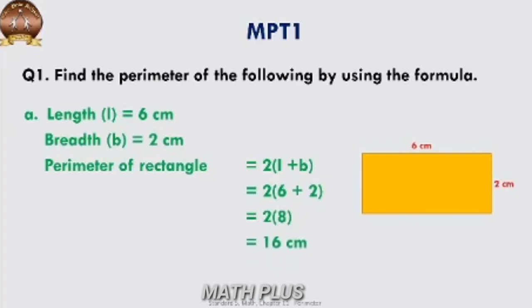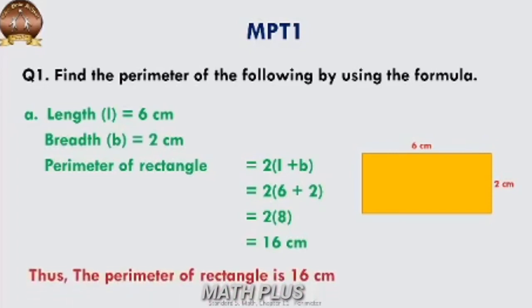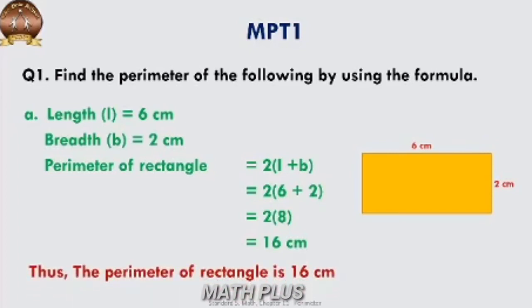The units which are of the length and the breadth, the perimeter will be carrying the same units. So length and breadth are in centimeters, so perimeter is in centimeter. If the length and breadth were different, for example one is in meter and the other is in centimeter, then we'll have to first make them uniform by converting them into the same unit, and then we will find the perimeter. So thus the perimeter of the rectangle is 16 centimeter.